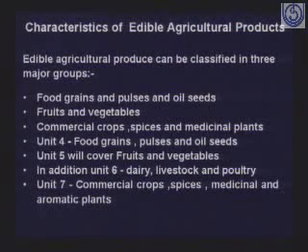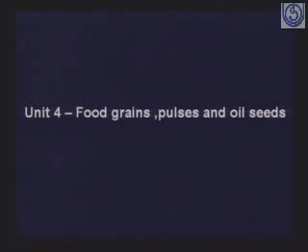Edible agricultural produce can be classified into 3 major groups: food grains, pulses and oilseeds; fruits and vegetables; commercial crops, spices and medicinal plants. In fact, you will find that this block has 4 units. Unit 4, food grains, pulses and oilseeds. Unit 5 will cover fruits and vegetables. In addition, Unit 6, which is very interesting because slightly away, but dairy, livestock and poultry. And Unit 7 covers the commercial crops, spices, medicinal and aromatic plants. Let us take the Unit 4, food grains, pulses and oilseeds.